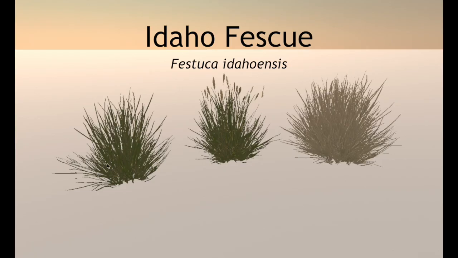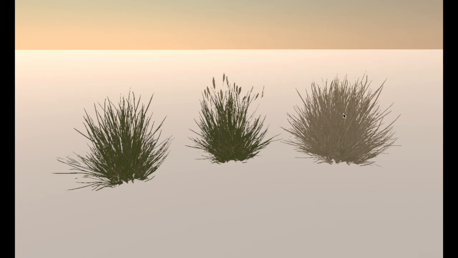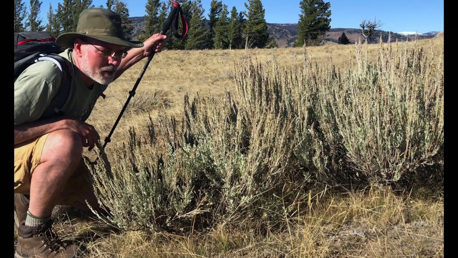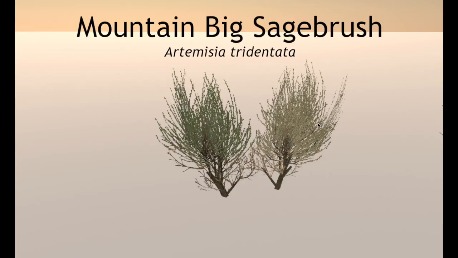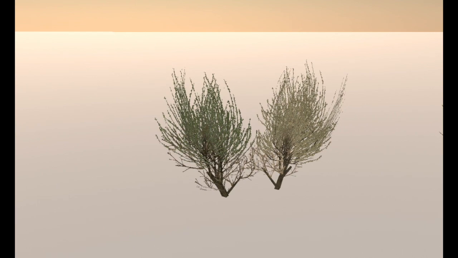We've got several versions here, the spring version, the summer version with the seed heads, and then the fall version. And we've also got mountain big sagebrush, which is one of the common types of sagebrush in Yellowstone. Here we've got the spring and the fall versions that are little different colors. Now these don't look that great because they don't have the right shaders on them that we use when we plant them on the terrain. So let's get them on the terrain and see how they look.